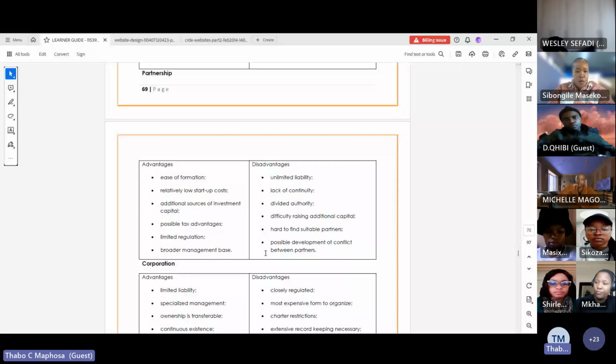When I say broader management base, it means that instead of the sole proprietorship where you had one person in terms of management, here you've got a broader management base. You've got more people that actually do the management of the business. And even decision making here is a little bit wider, so you can make more decisions that actually make more sense than when you are running a company on your own.